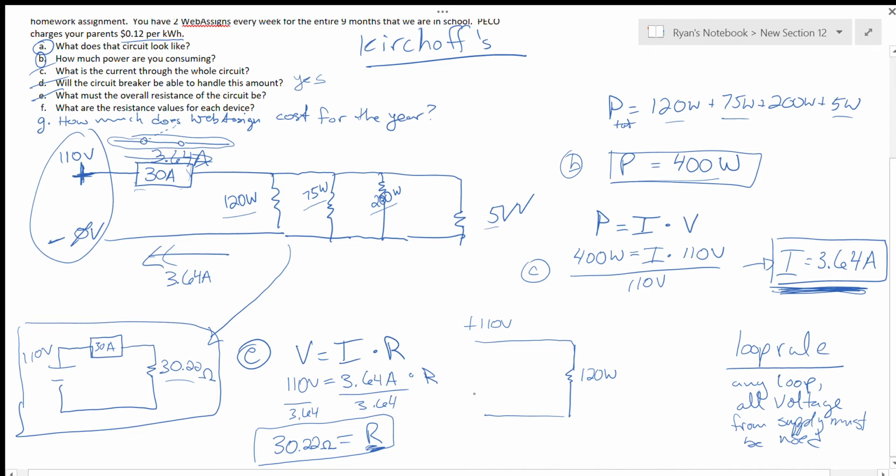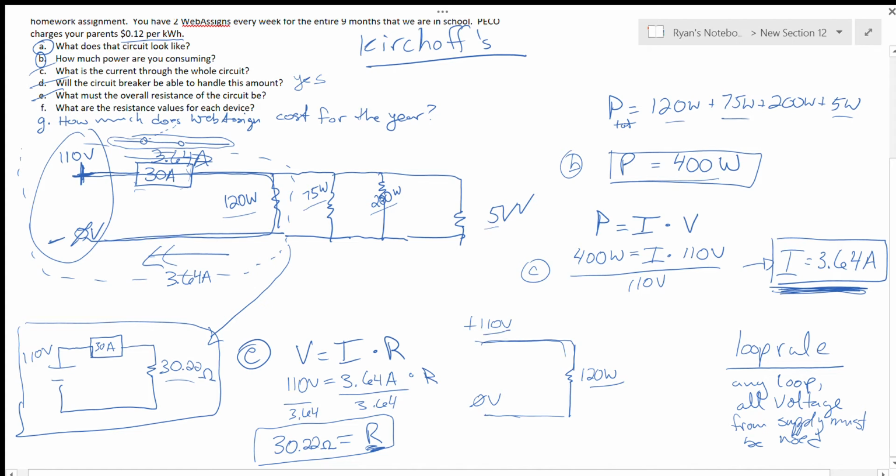I started with 110 volts. This is basically cutting out the first loop made, right? Electricity comes across and loops and finds a path back to the zero because of that potential difference. So loop rule: for any loop, all voltage from the supply must be used. How much voltage is going to get used in this loop? 110 volts.